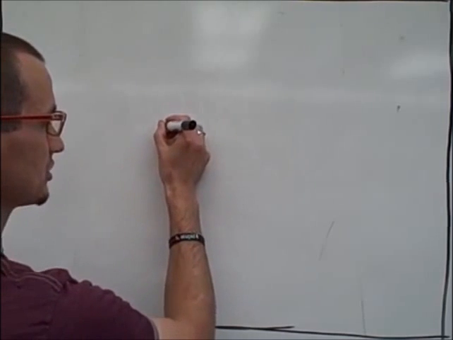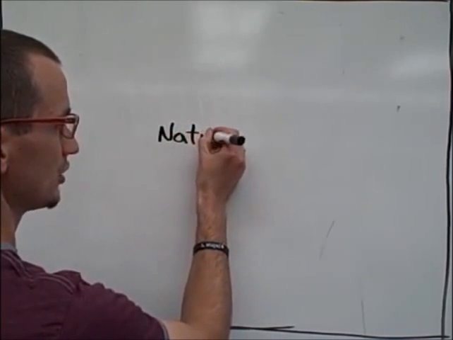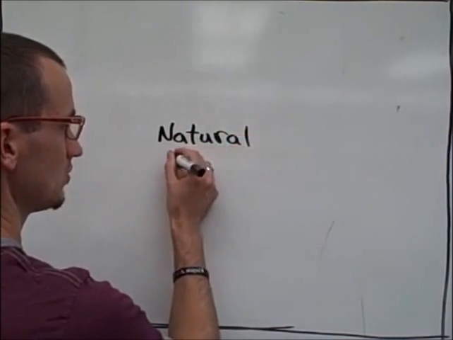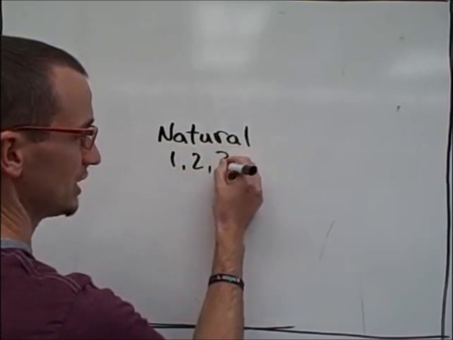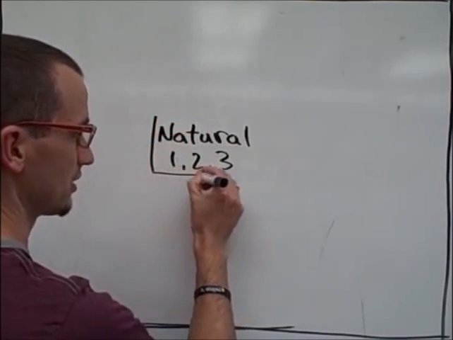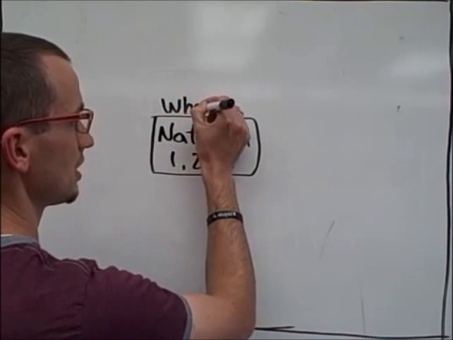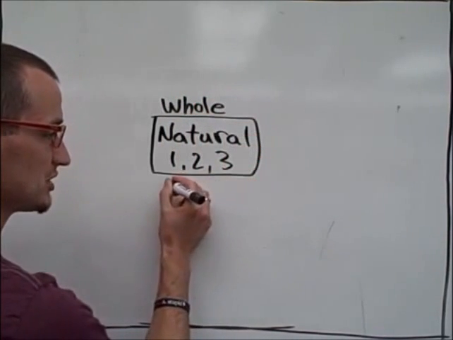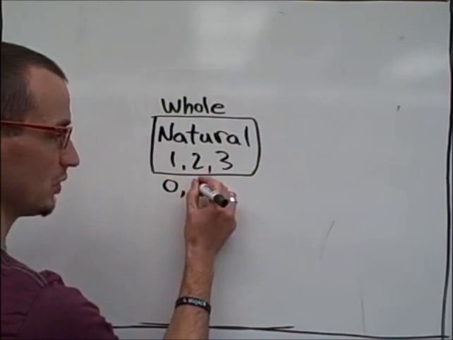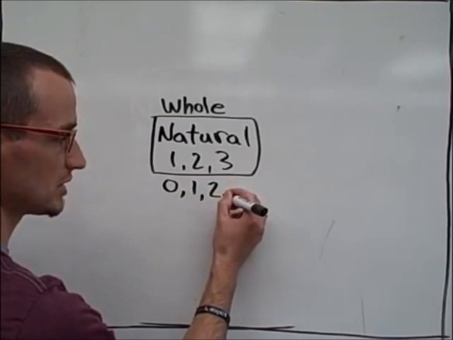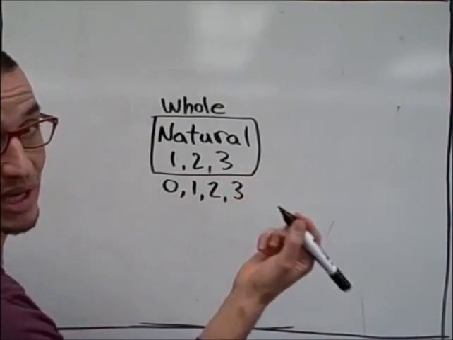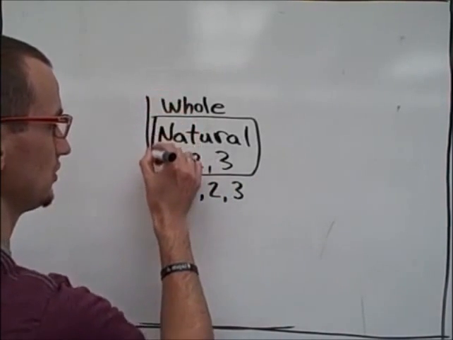So natural numbers are your counting numbers: 1, 2, 3, so on and so forth. Whole numbers are natural numbers plus 0. When would you use whole numbers? When you need a 0. 5 minus 5 equals 0, so use whole numbers.